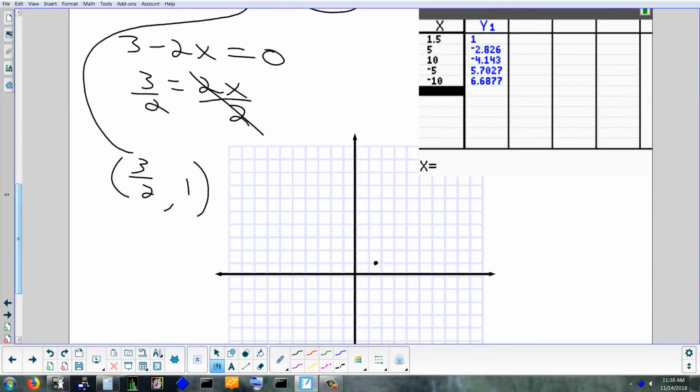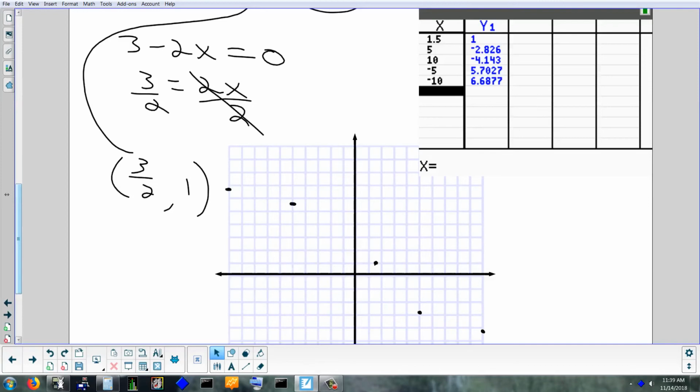So 5, -2.8. 2, 3, 4, 5. Okay, so we're down about there. 10, we're at -4.1. So 10, about right there. 1, 2, 3, 4.1. Yeah. -5, 5.7. So 1, 2, 3, 4, 5, 5.7. And -10, about 6.7. 1, 2, 3, 4, 5, 6.7.